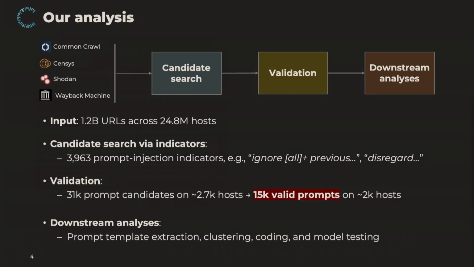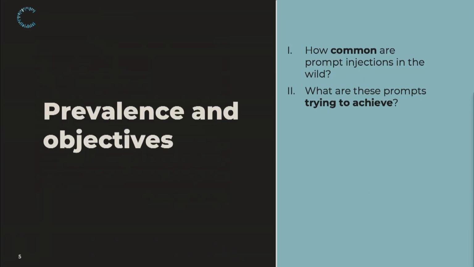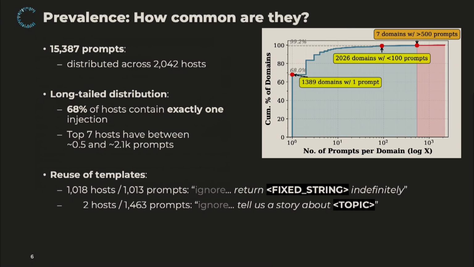Good. Let's start having a look at the questions that we had in mind. The first block of questions is about prevalence and objectives. This is the one-on-one question one may have when starting to talk about prompt injection in the wild. As I already said, we identified about 15,000 prompts, and they are distributed over 2,000 hosts. The imbalance between these numbers means that we have a particular distribution, and indeed it is a long-tail distribution.